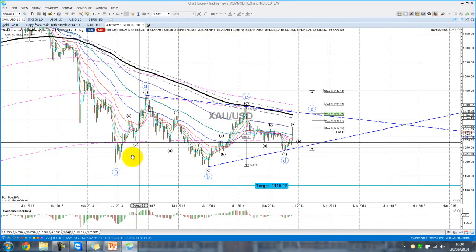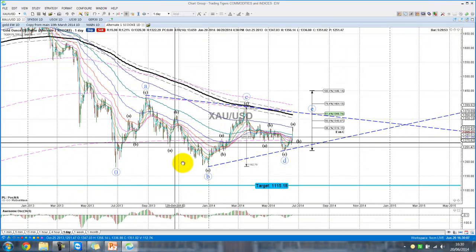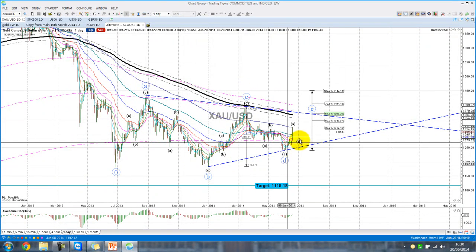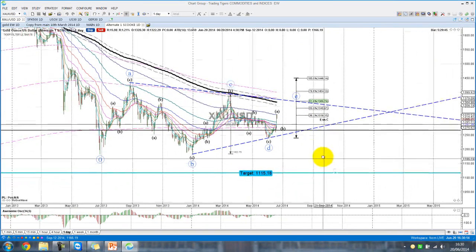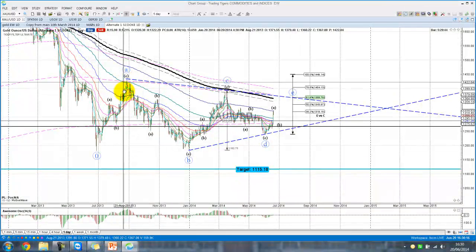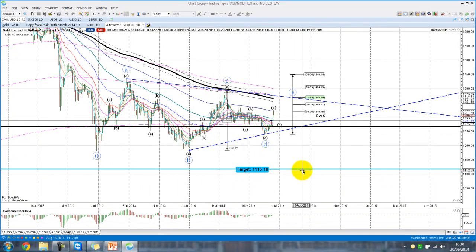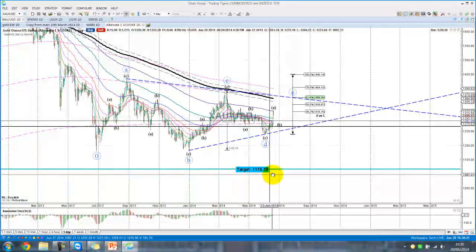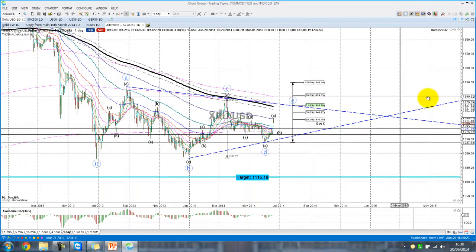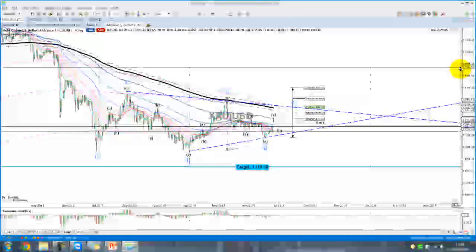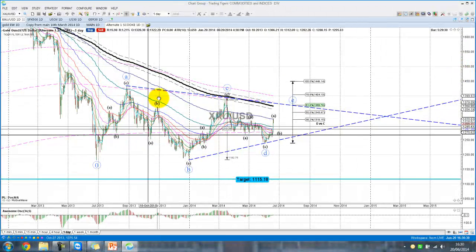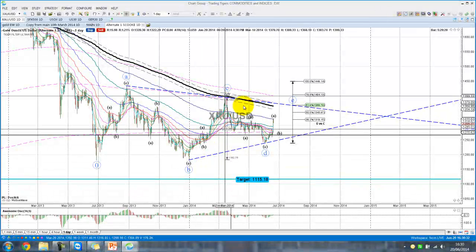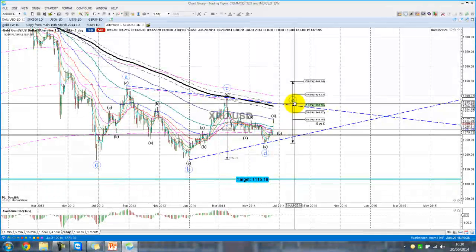We can see it as a triangle, and there's 0, A, B, C, D, E, and then the E is measured downwards, and we can take our distance as a triangle distance and head for this particular level, 1115.18. Breaking that within, we can actually see ABC corrections all the way, ABC, ABC, ABC, and so on. So we're now waiting for that push to go up.